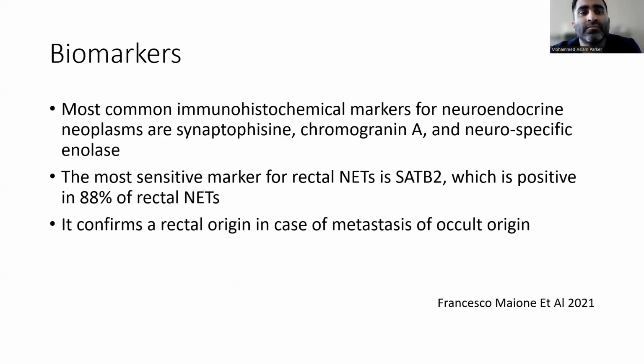So in terms of biomarkers, the most common immunohistochemical markers for neuroendocrine neoplasms are synaptophysin, chromogranin A, and neuron-specific enolase. The most sensitive marker, however, for rectal NETs is SATB2, which is positive in approximately 88% of rectal NETs. It confirms a rectal origin in the case of metastases of occult origin as well.